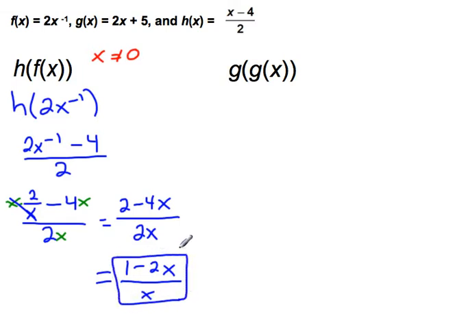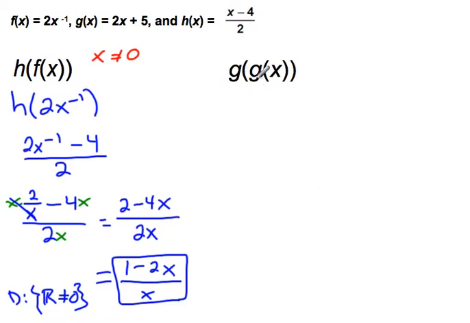Now remember, for the domain, it was everything except 0. And that's still the same even with my answer, even with this up here. I can have anything up here, but I can't have 0 in the denominator here, can't have 0 in the denominator here. So it's all reals not equal to 0. Make sure you state the domain. Okay, and this is the last problem we're going to do together.